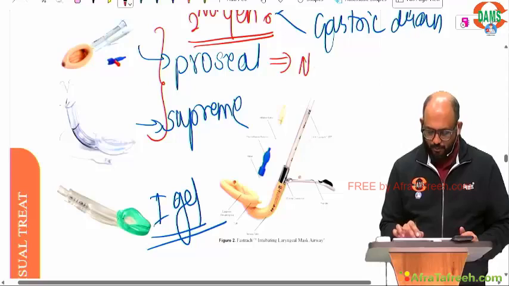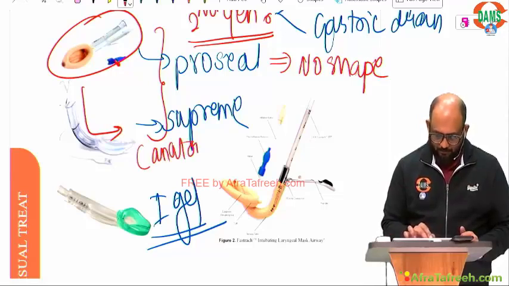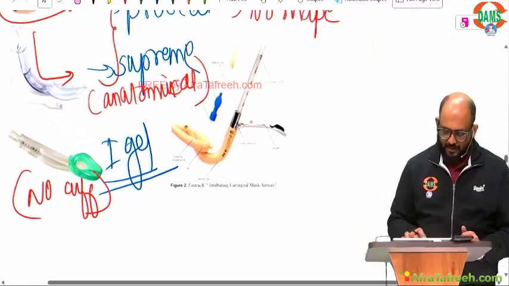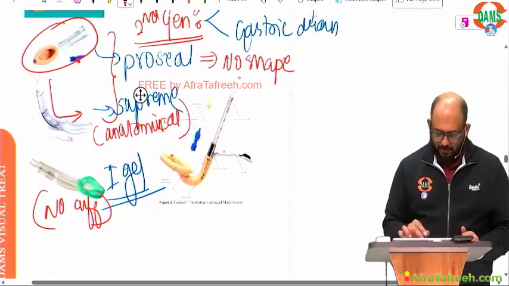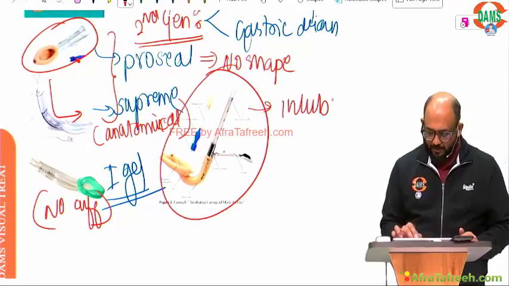How do you identify them? ProSeal has no shape. Can you see? There is no shape. If it is anatomically shaped, it is Supreme. If it has no cuff, it is iGel. No cuff, iGel.